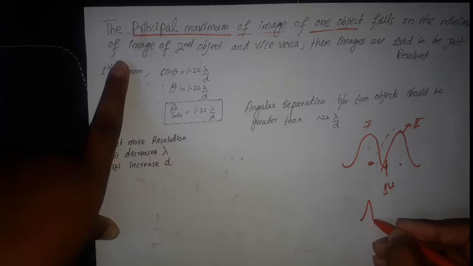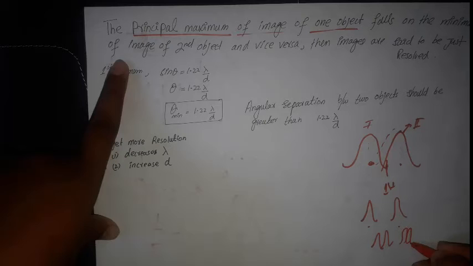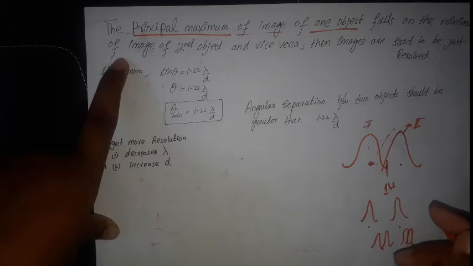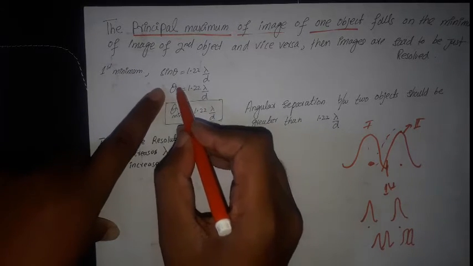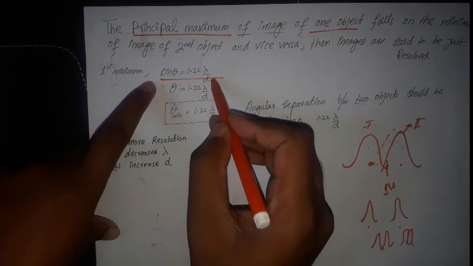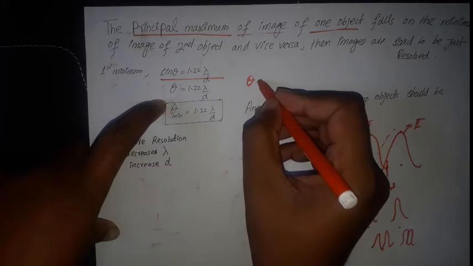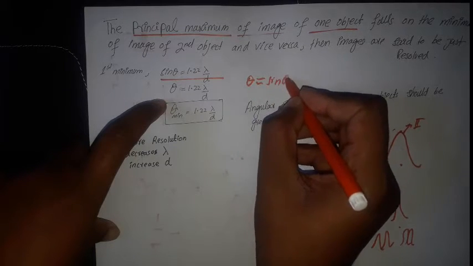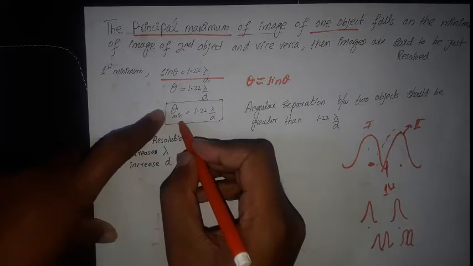For example, if we have the principal maximum of one like this and the other like this, they are well resolved because then we can distinguish their images. But if they are taken close, there will be a limit at which they are just resolved. Beyond that angular separation, they are not resolved. This is given by the relation sin theta equals 1.22 lambda by d. Since theta is small, theta is approximately equal to sin theta, so I can write sin theta as theta.